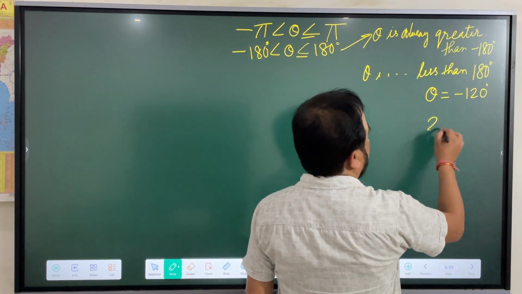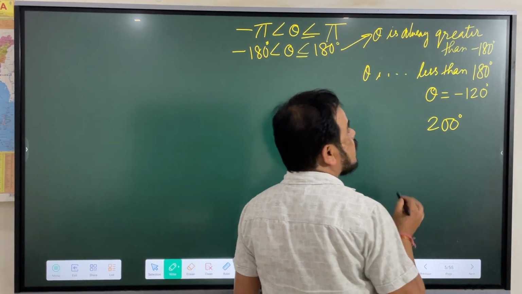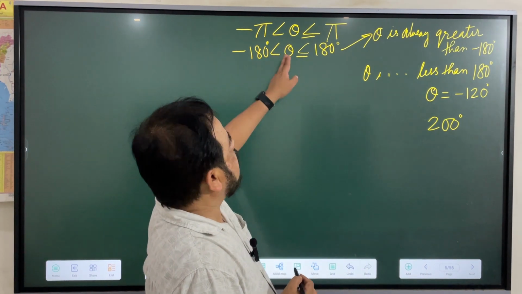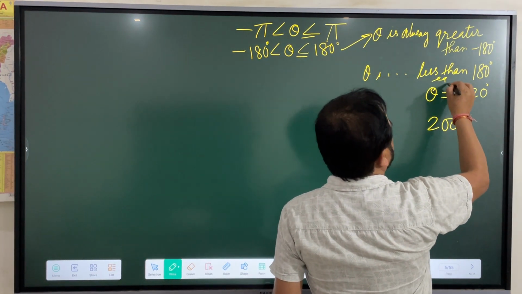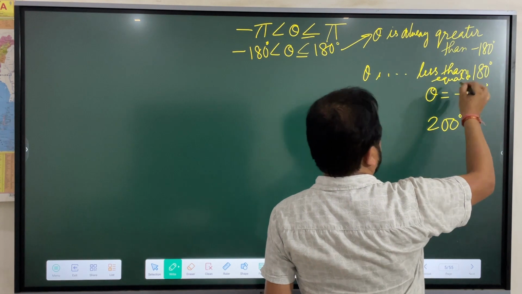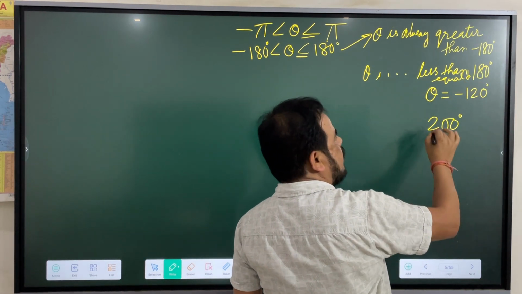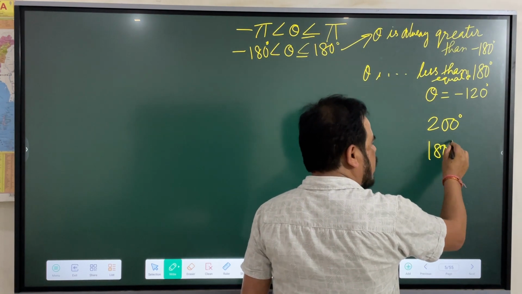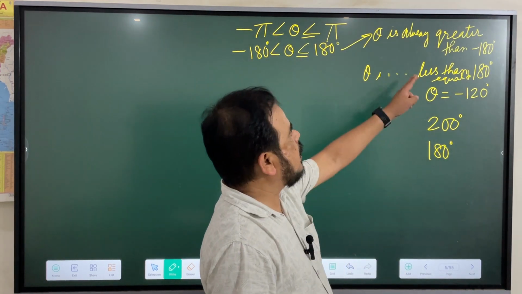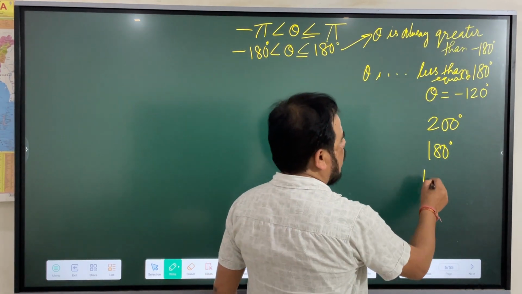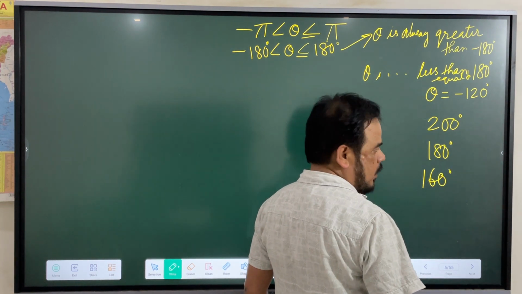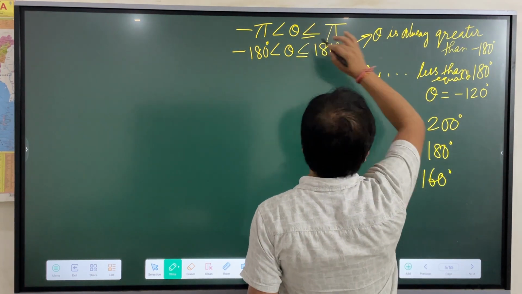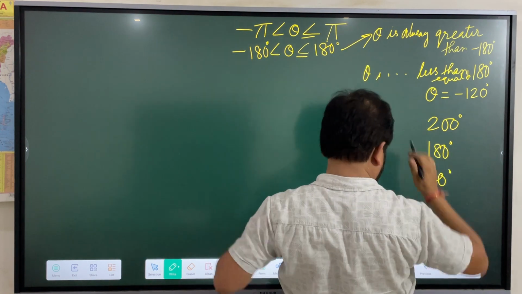Suppose you have got 200 degree. Theta is less than or equal to 180 degree. If you get 200 degree, that will be wrong. If you get 180 degree, that is correct, because it is less than or equal to 180. If you get 160 degree, yes, that is correct. So whatever the value of theta, it should be between these limits.